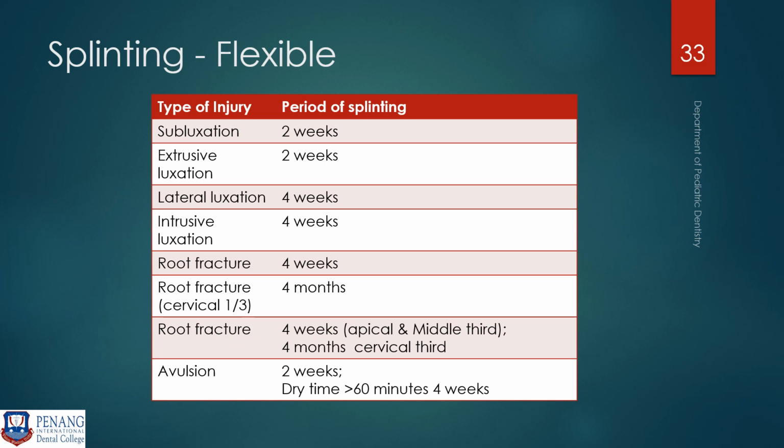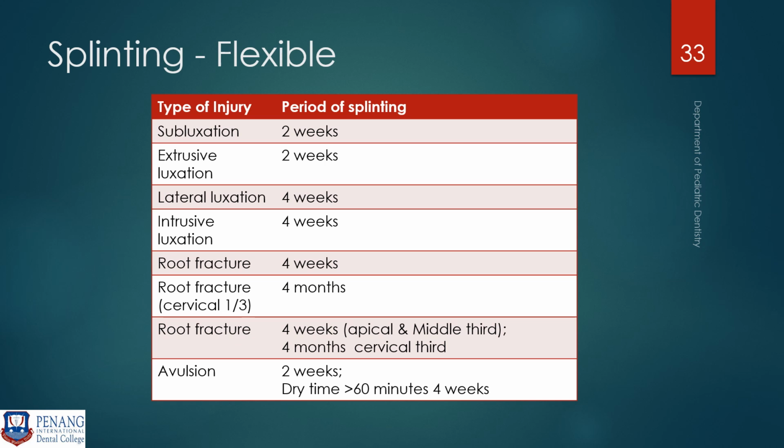Okay, so this brings us to the part on splinting. We have seen that whenever there is an injury to the supporting structures, the periodontal ligaments, we have to splint the tooth. When we splint, we have to put a flexible splint. When we say flexible splint, that means there must be some tooth movement after putting the splint. So it should not be a rigid splint.